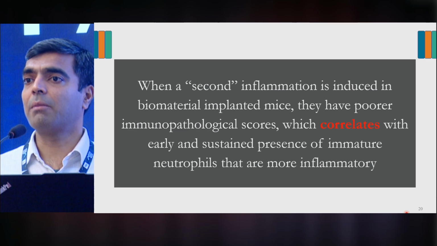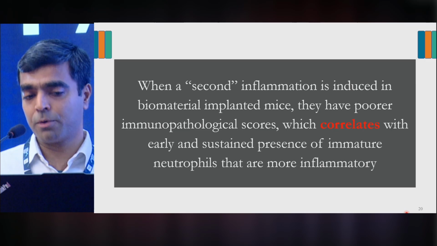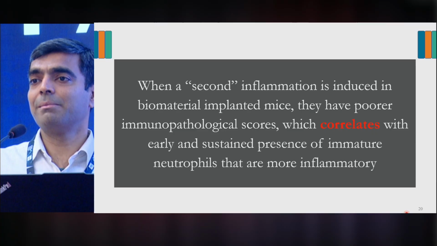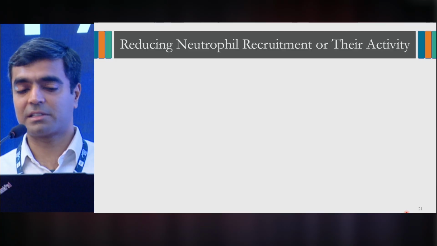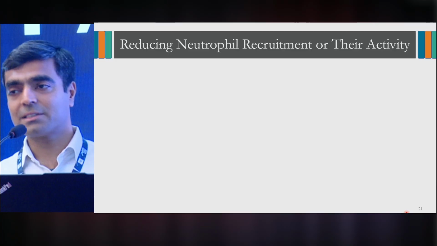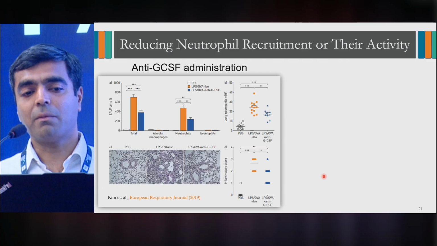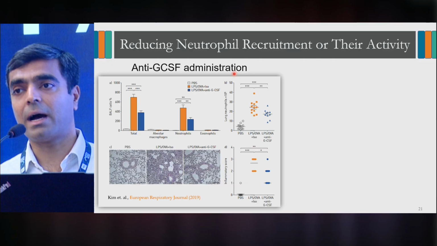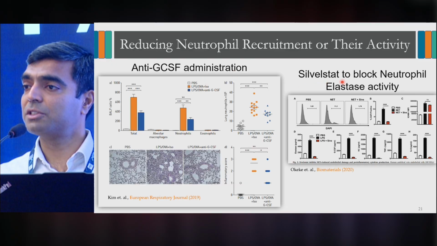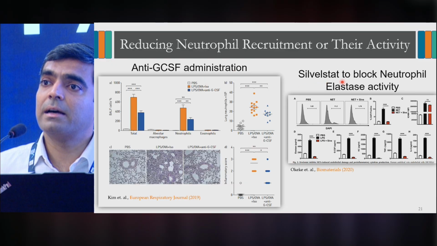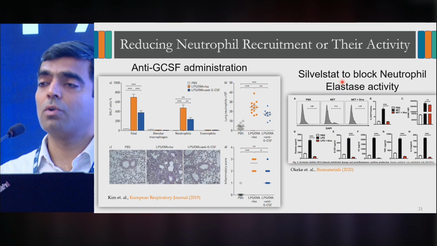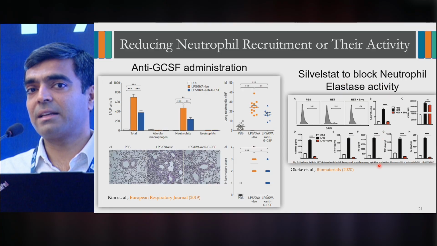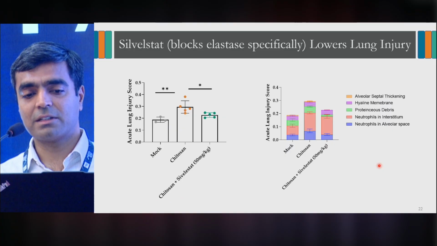Right? Causation can be potentially proved by suppressing the immature neutrophil function or their numbers. We cannot suppress their numbers in the mouse model, it's very difficult, but we can suppress their function. Anti-GCSF administration is supposed to suppress immature neutrophil function. This has been shown by others. And Sivelestat, which is used in the clinic as an elastase inhibitor, is also known to block immature neutrophil elastase activity. And so we use these two drugs in the mouse model.